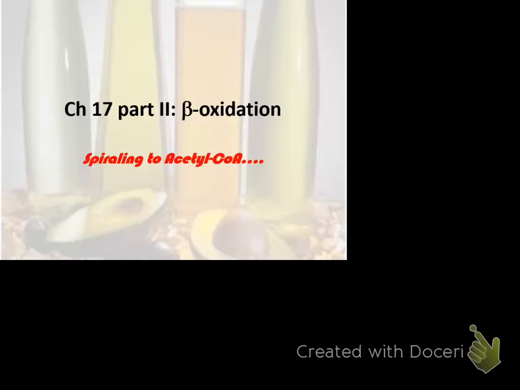So towards the end of last time, we just briefly covered the first step or so of beta oxidation. The whole purpose of this is you're going to be breaking down your fatty acids, and you want to completely oxidize them to get all the possible energy from them that you can. The ultimate product will be acetyl-CoA, and the acetyl-CoA will go from beta oxidation to what pathway?